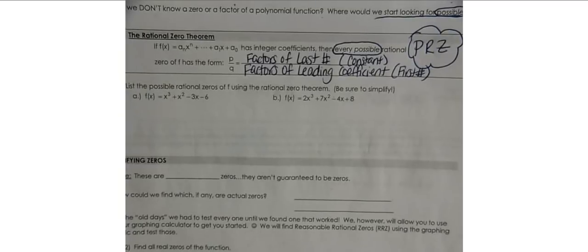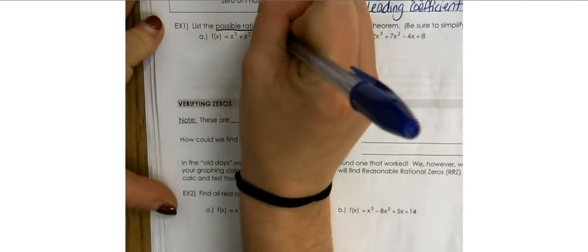So it's going to be a bunch of fractions that will be the factors of your last number divided by the factors of your first number, your leading coefficient. So in an example in letter A, it's asking you to find the possible rational zeros. These are all of the possible numbers that could be x-intercepts. The key word here is could be x-intercepts. So possible means could be x-intercepts. Doesn't mean that they actually are. I cannot stress that enough.